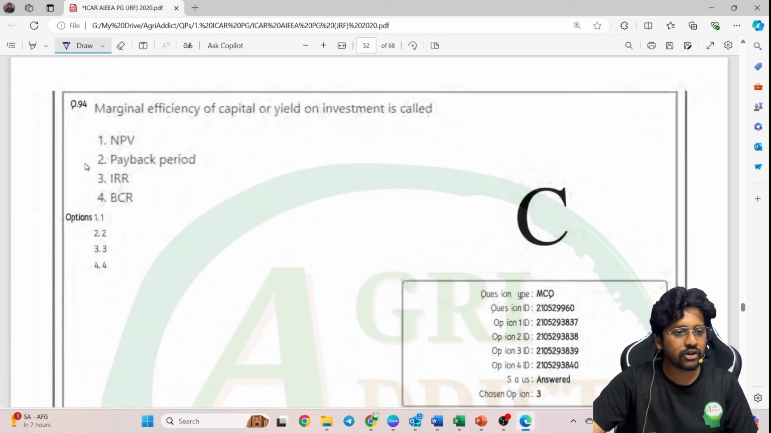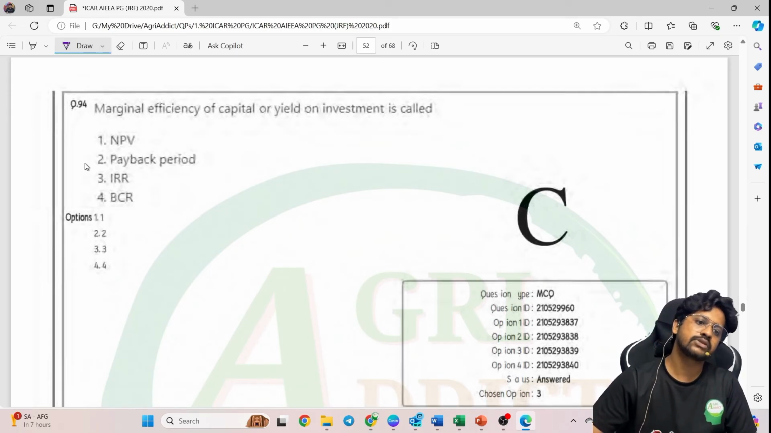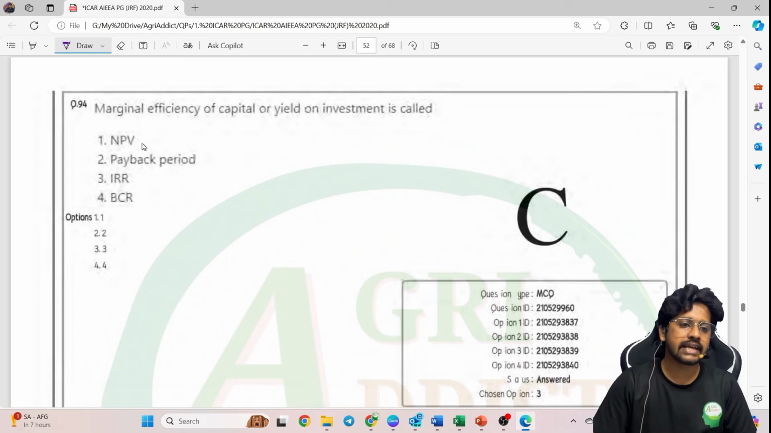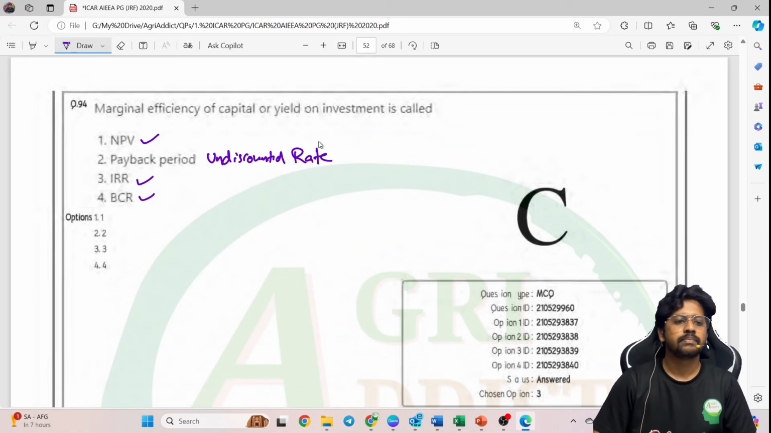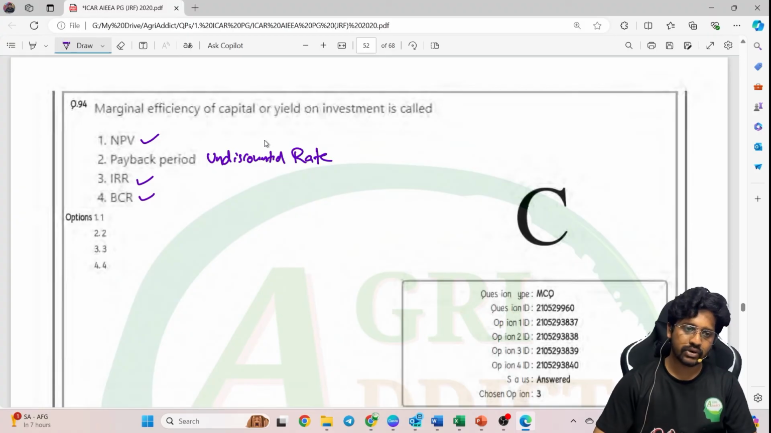Okay, question number 94: marginal efficiency of capital or yield on investment is called as. Actually it is a direct question. So here the NPV is a discounted rate, BCR is also a discounted rate, IRR is also a discounted rate, and payback period is actually an undiscounted rate, right? Undiscounted rate. Payback period is actually an undiscounted rate.